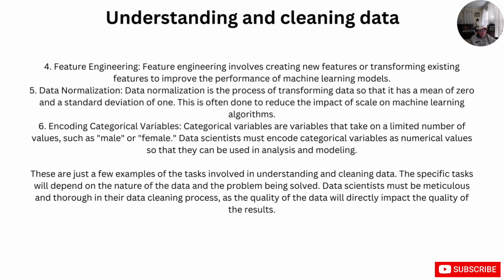Number five, data normalization. Data normalization is the process of transforming data so that it has a mean of 0 and a standard deviation of 1. This is often done to reduce the impact of scale on machine learning algorithms.